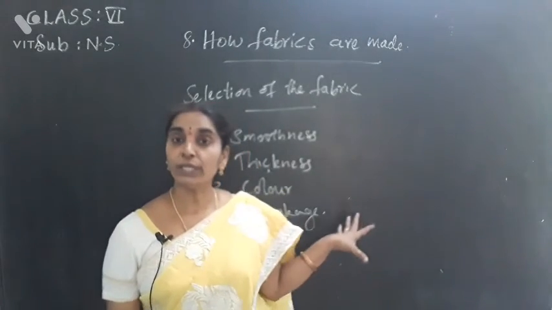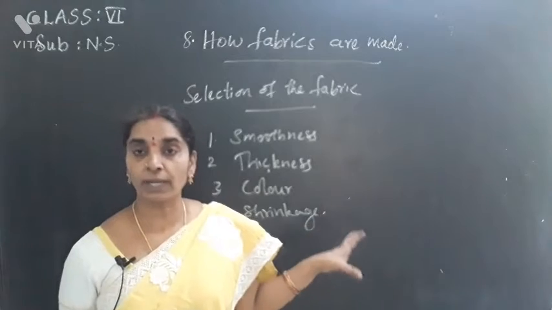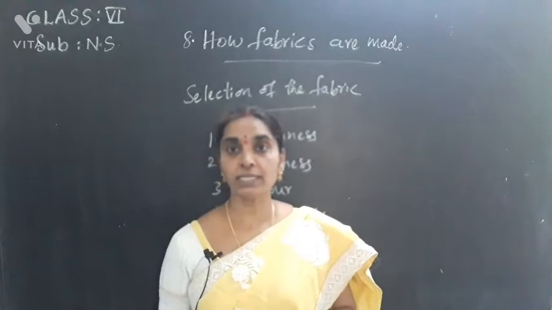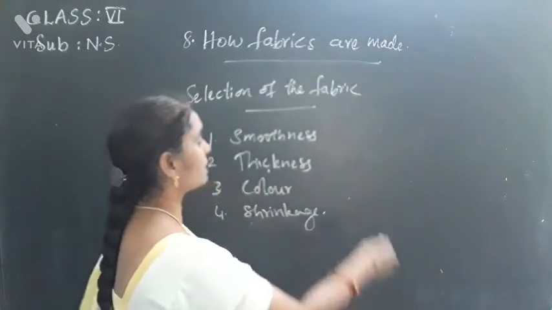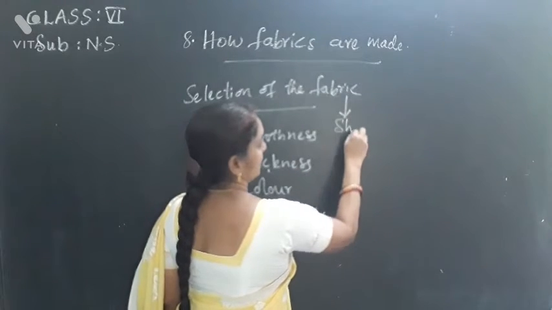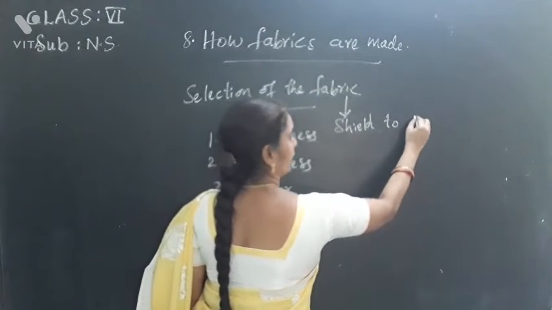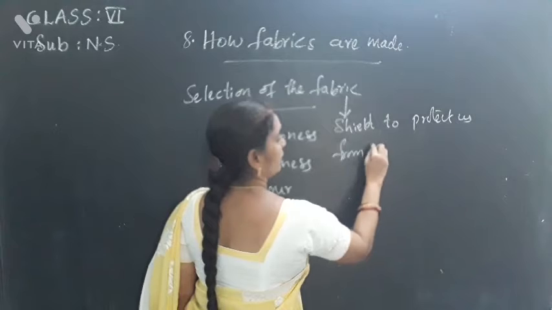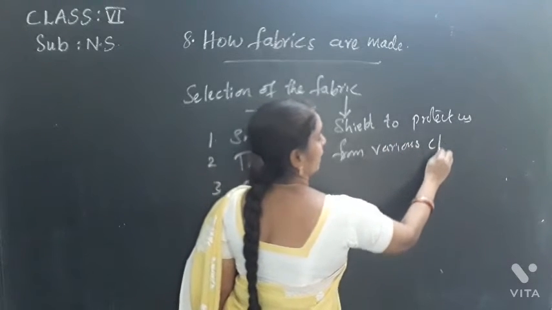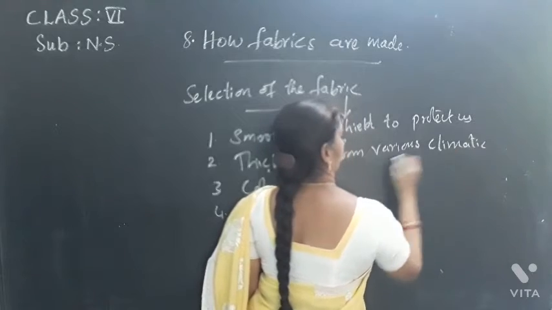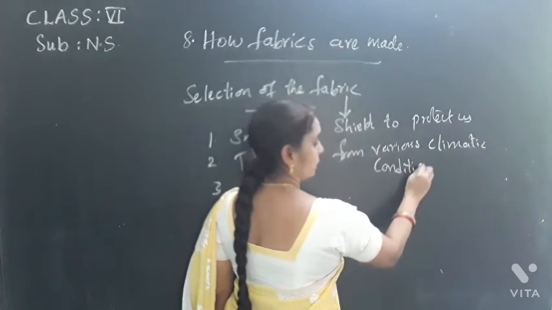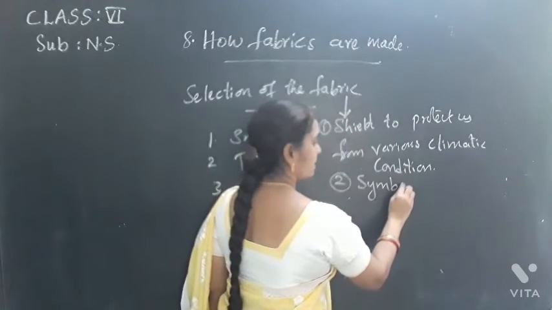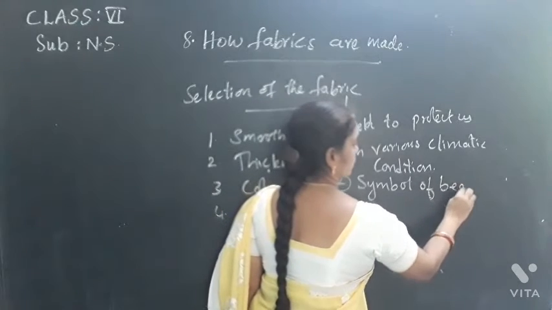Okay, so why do we use these clothes? Clothes protect us from various climatic conditions. They act as a shield to protect from various climatic conditions. So fabrics act as a shield to protect us from various climatic conditions. Okay, and also they act as a symbol of beauty. They act as a symbol of beauty also.